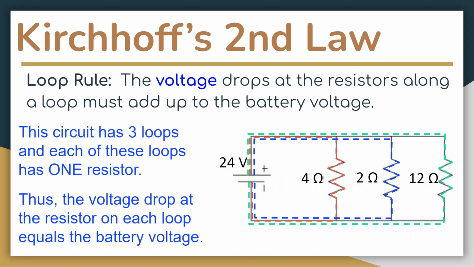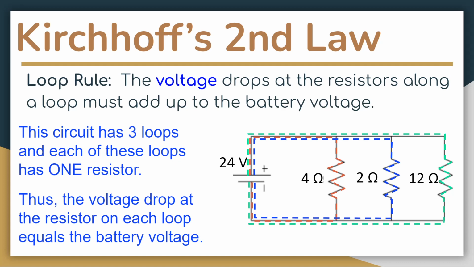All right, let's apply it now to parallel. Same rule, but now at a parallel circuit. The voltage drops at the resistors along a loop must add up to the battery. Well, guess what? These have only one resistor on each loop because they have 3 different loops. So the red loop has one resistor, so the voltage drop is 24 volts. The blue loop has only one resistor, so its voltage drop is 24 volts because that's the battery's voltage.